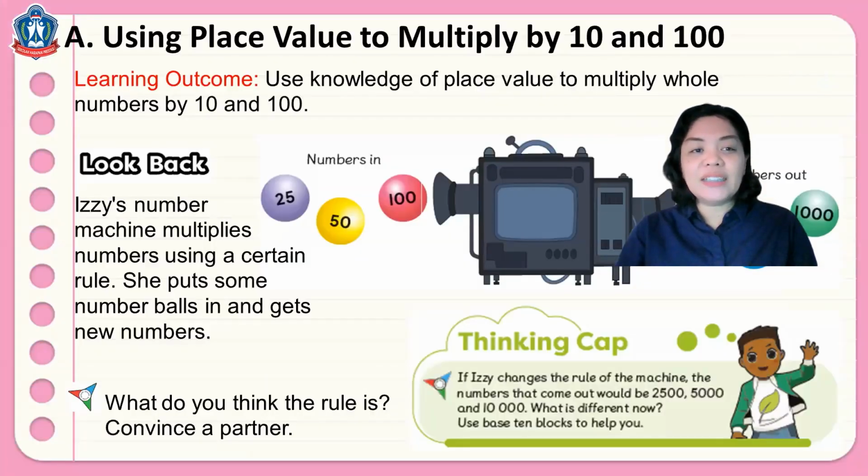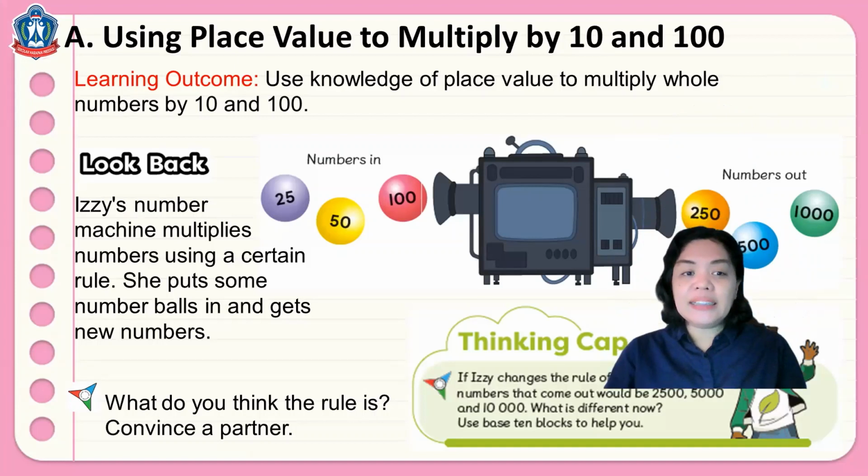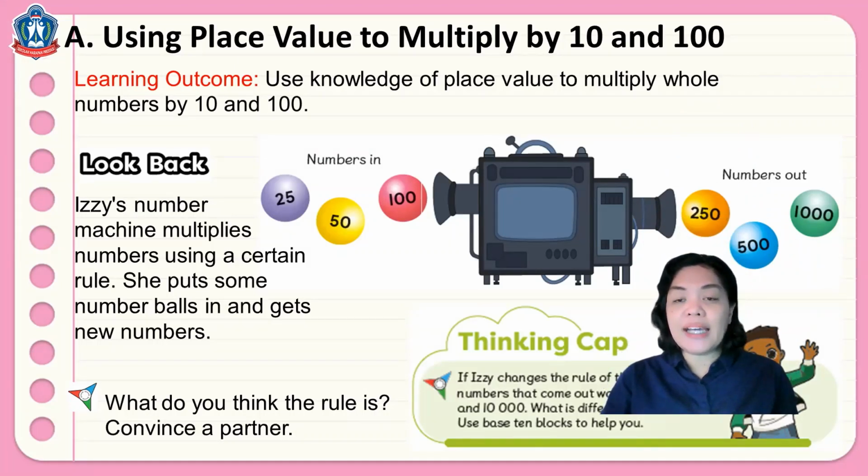Let's start with lesson A, using place value to multiply by 10 and 100. Look at this number machine. Iz's number machine multiplies some numbers using a certain rule. She puts some number balls in and gets new numbers. So what do you think is the rule in her number machine? If you know the answer, share that during our class.